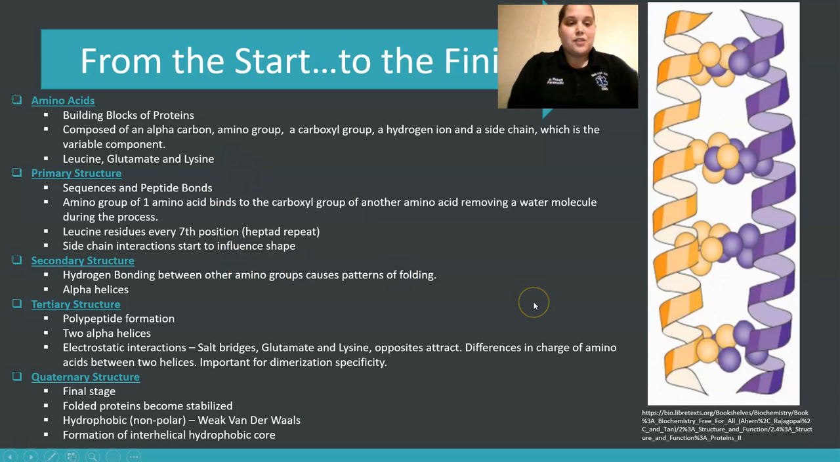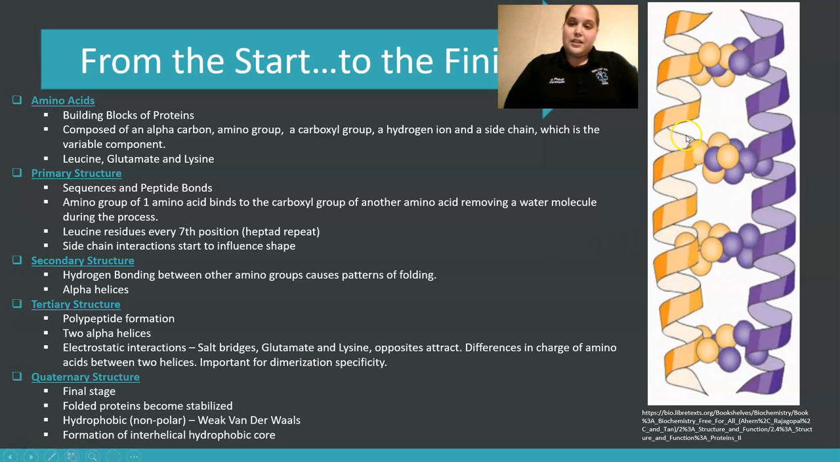Moving on to primary structure, we're talking about the amino acids forming sequences, and in order to form sequences, they need peptide bonds in between the amino acids in the chain. The peptide bond really refers to the amino group of one amino acid binding to the carboxyl group of another amino acid, and in the process it removes a water molecule, and that's when we get a peptide bond.